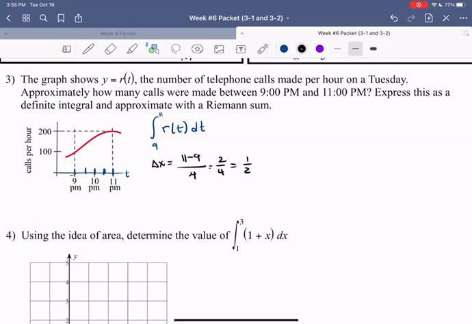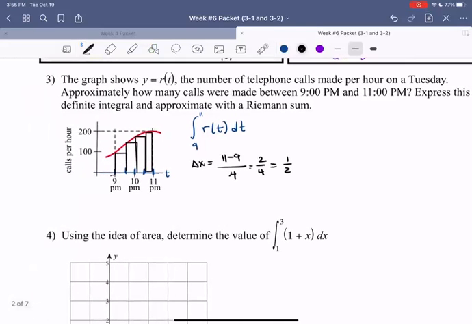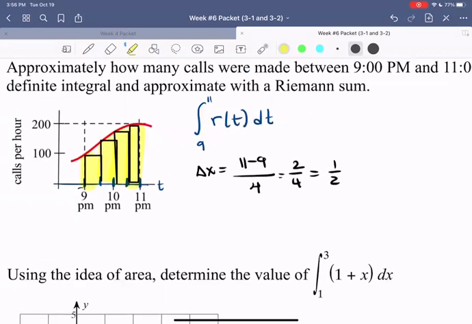So first, let's draw in those rectangles. So as we look here, are these areas going to underestimate, give us a smaller number than is accurate, or a larger number? A smaller number, because all of these rectangles are underneath the curve. So there's a little bit that each one is not getting.